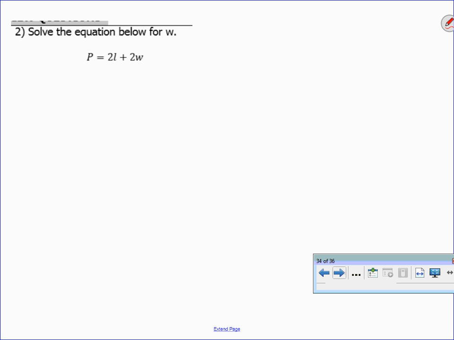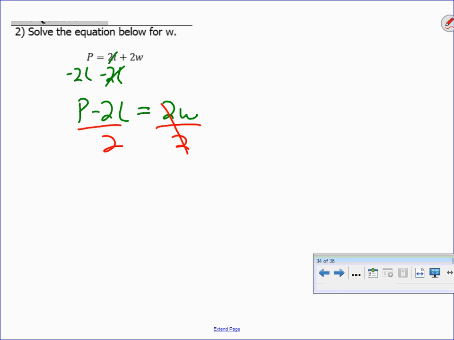Solve the equation below for w. So what they want you to do is solve this literal equation for w. So we need to get w alone. We would subtract 2l from both sides, and I get p minus 2l equals 2w, because 2l minus 2l cancels. Then I'm going to divide both sides by 2, and I'll get w equals p minus 2l over 2.